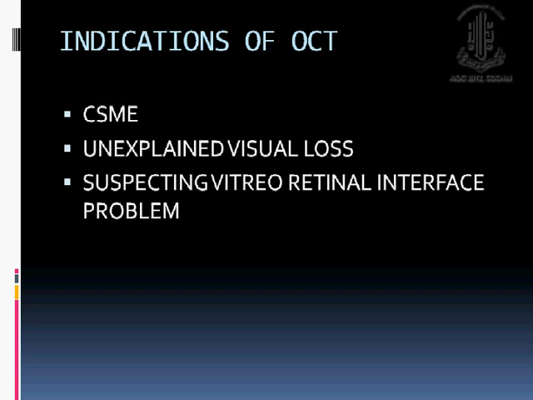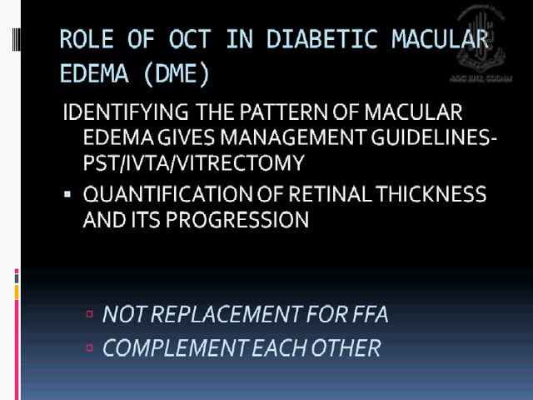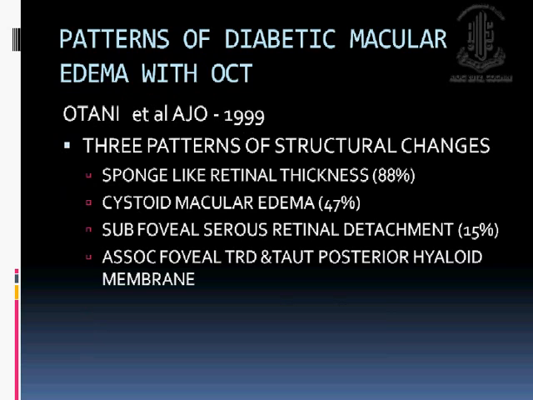So the indication for an OCT is CSME, any unexplained vision loss, or when you're suspecting a vitreoretinal interface problem. And the role, as I mentioned, is complementary to FA and does not replace it. The various types of lesions in diabetic macular edema which have been noted are the spongy thickening retinal edema, which will resolve with laser; the CME, where you may require a posterior subtenon or intraocular steroid or anti-VEGF; subfoveal serous detachments, which are not picked up on fluorescein angiography; or you may have a taut posterior hyaloid.